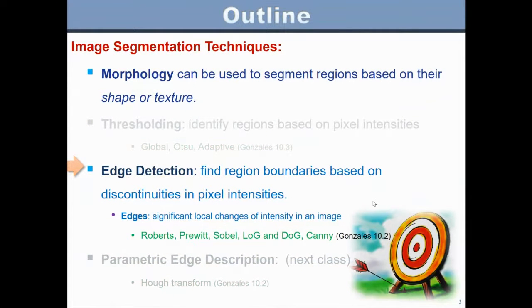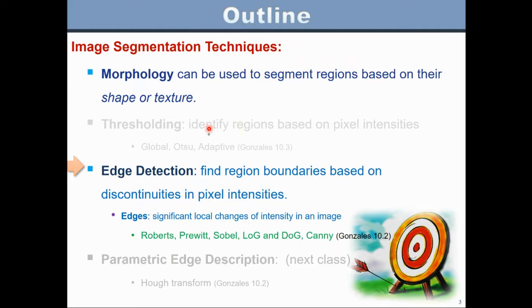We talked about morphology, which is the first technique that we talked about here, and that just uses the shape or texture of a region to be able to segment it from the image, so either to keep it or remove it. For example, with the structuring element, if it fits within a certain shape, then based on dilation or erosion, you can keep it or remove it.